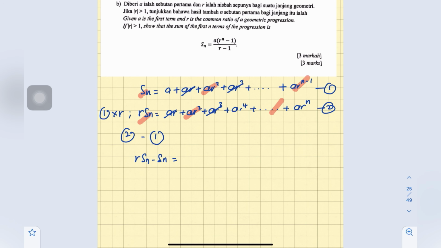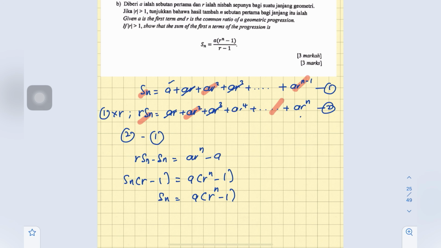So we are left with AR power of n, minus the remaining A. This one we can factorize: Sn times R minus 1. The right side we can also factorize: A times R power of n minus 1. So Sn equals A R power of n minus 1, over R minus 1. So proven, or shown.